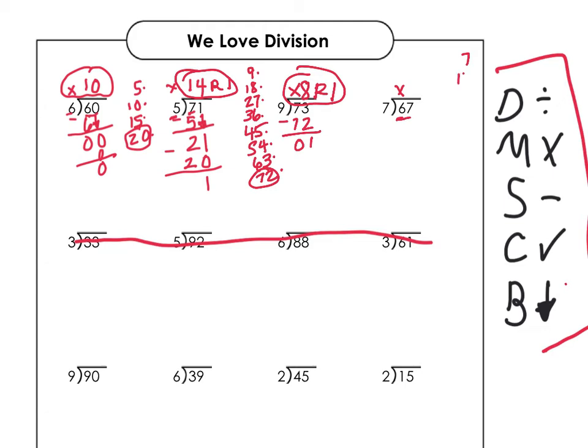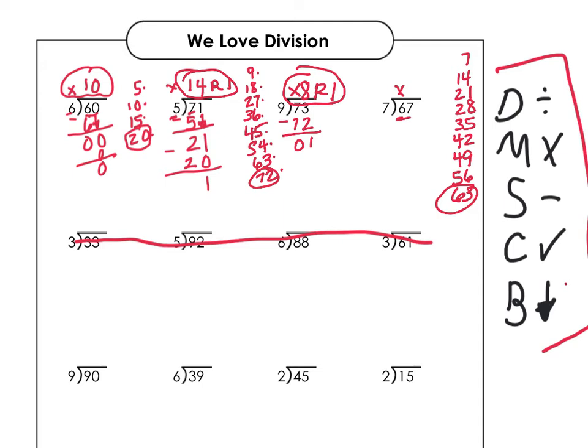7, 14, 21, 28, 35, 42. Getting close. We still got to keep going, aren't we? 49, 56. Think we're close enough yet? Or should we do another one? 63. Ooh, that can't go any higher than that, or we'll go over 67.